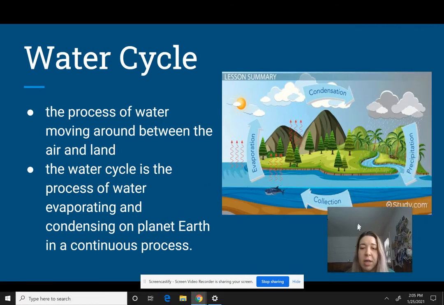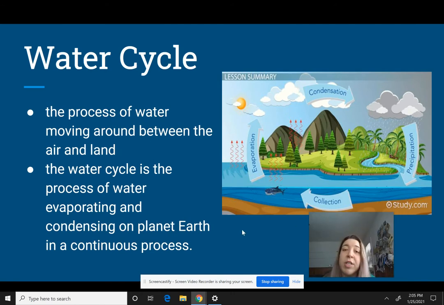Okay, so now we're going to talk about the water cycle, and you should have a diagram in your science folder already from when we did that worksheet. If you don't and need another copy, either email me and I will forward it to you, or you can just let me know when you get back to school and I will give you another copy.